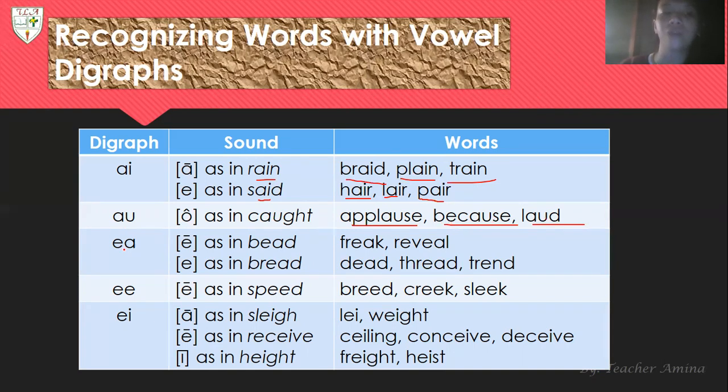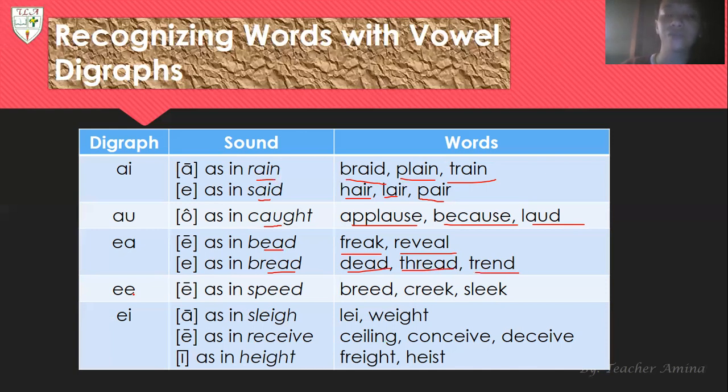We also have the digraph EA, and it has two sounds: the long E sound as in bead, and the short E sound as in bread. Examples for the long E sound as in bead: freak and reveal. For the short E sound as in bread: dead, thread, and trend.